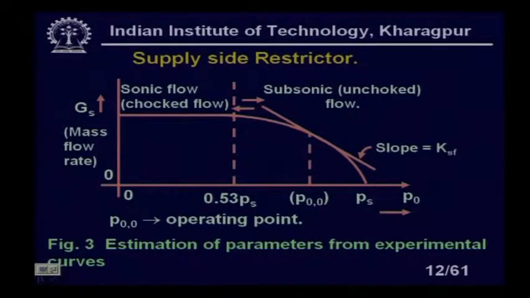You see here we have mass flow rate, we have plotted here G s. This is a sonic flow or choked flow, and this is subsonic flow, you see up to this, and after this it is falling down. P s is a supply pressure, P o is some mid position of the flapper system where the pressure is coming out. Okay. Now, what are the legends?